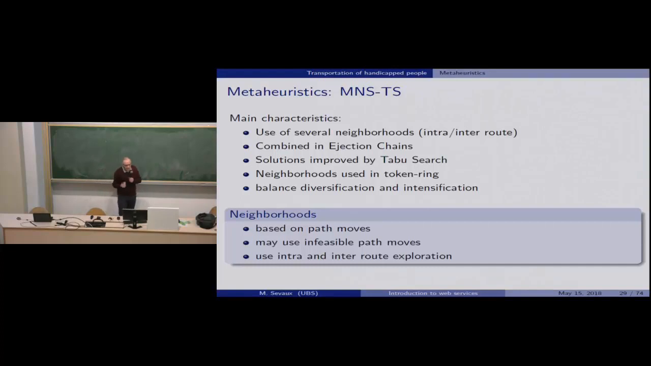So when we started developing this multiple neighborhood search, we wanted to make a specific effort on the presentation of the different neighborhoods. So instead of using the classical neighborhoods, we tried to find a common way of presenting them. So the idea is having only one specific function that is able to make, let's say, a generalization of all classical neighborhoods. This is based on what we call path move, and we also use the invisible path moves, and we use inter-route exploration.